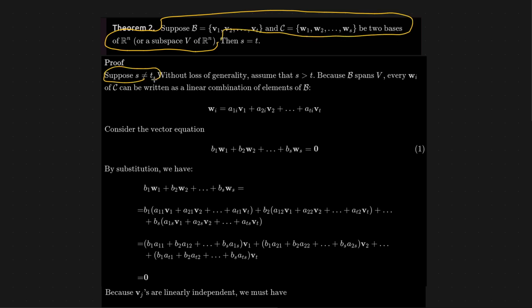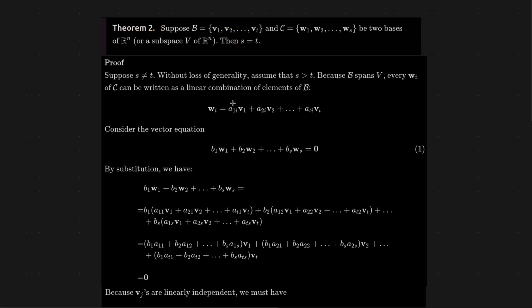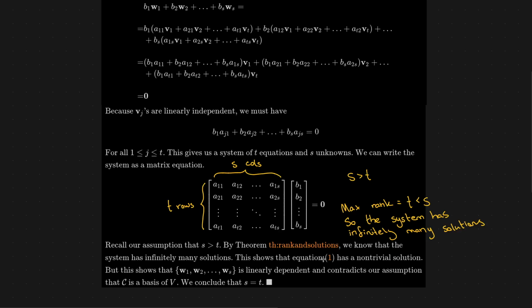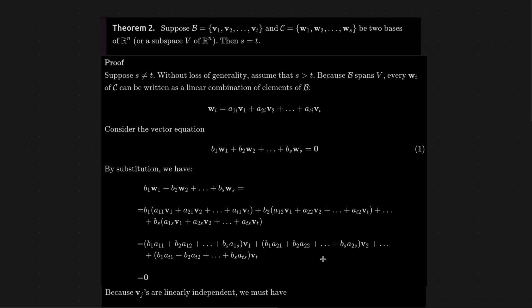That contradiction means that this statement and this statement together are impossible. They cannot both be true at the same time. So if this statement is true, then this statement must be false. If S is not equal to T, then that means that S actually does equal T. Okay? And that's the conclusion. We conclude that S does equal T. All right? This was a complicated proof. Hopefully you understood a little bit of what was going on.